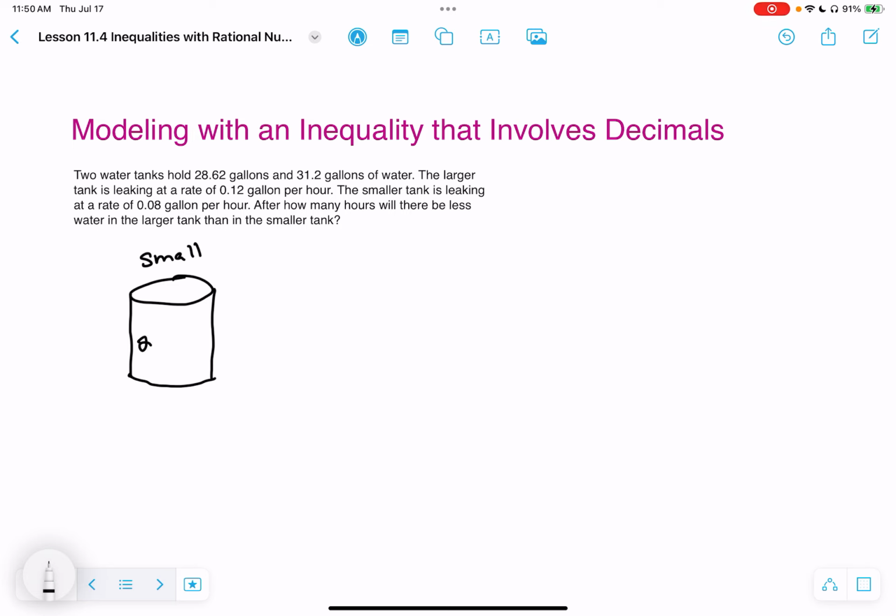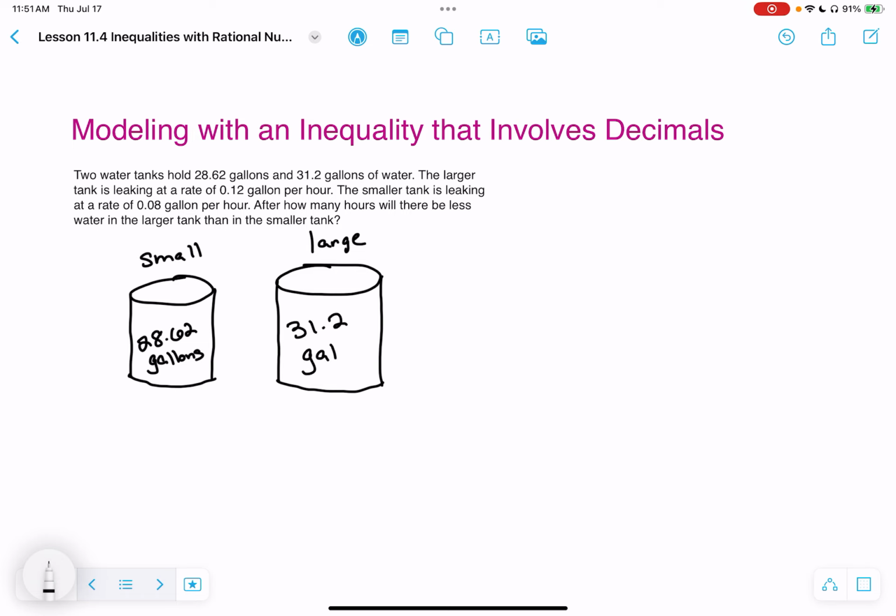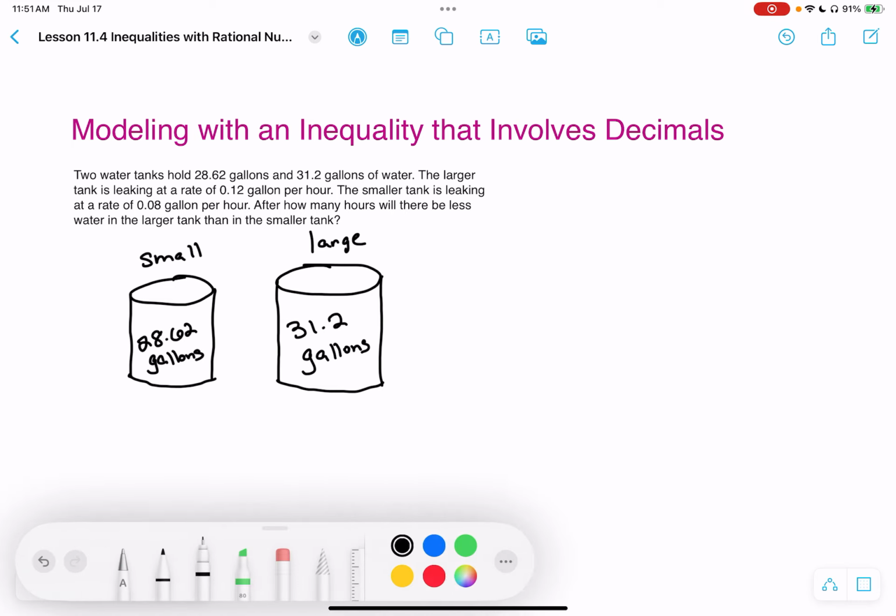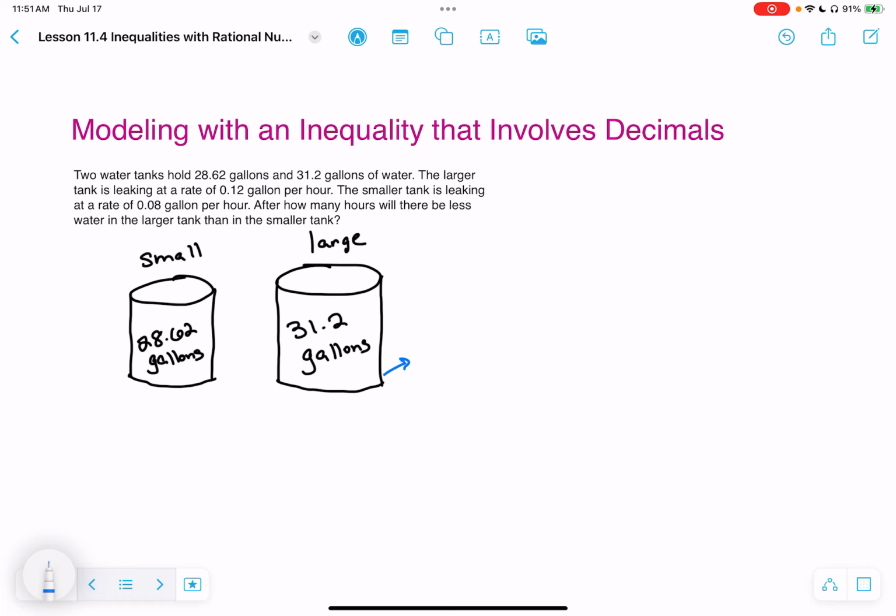and it's got 28.62 gallons. And then we've got the very slightly larger tank. Doesn't hold way more. It's got 31.2 gallons. And the larger tank is leaking water. It sprung a leak down here. It's leaking water at a rate of 0.12 gallons per hour.